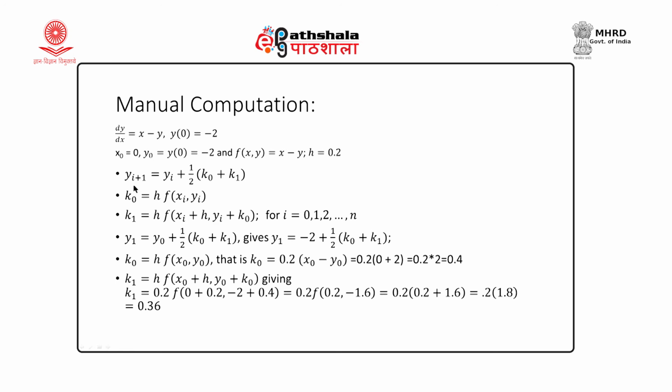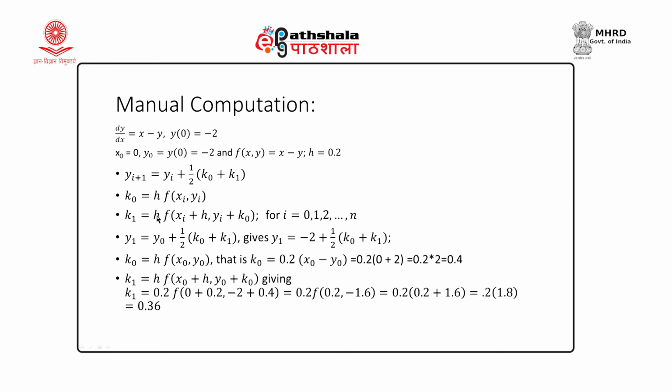y at the next step, that is y_{i+1}, is y at the current step y_i plus half. We need to compute two constants k0 and k1. k0 corresponds to the term of degree 1. That is the same as you have in the Euler formula, h f(x_i, y_i), that is, from the Taylor series, h y_i dash. y_i plus half h y_i dash, that is what it corresponds to.